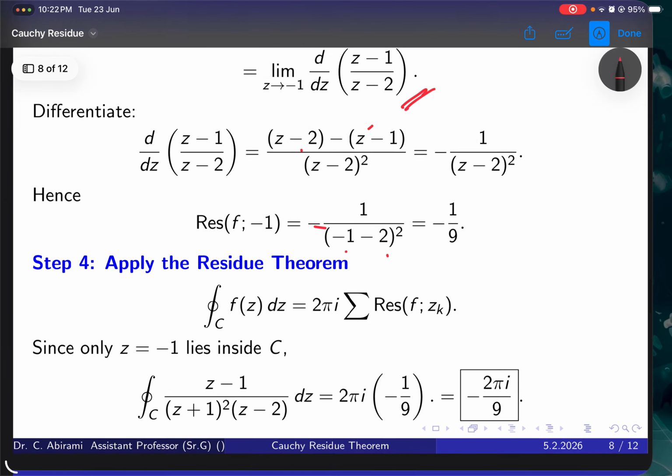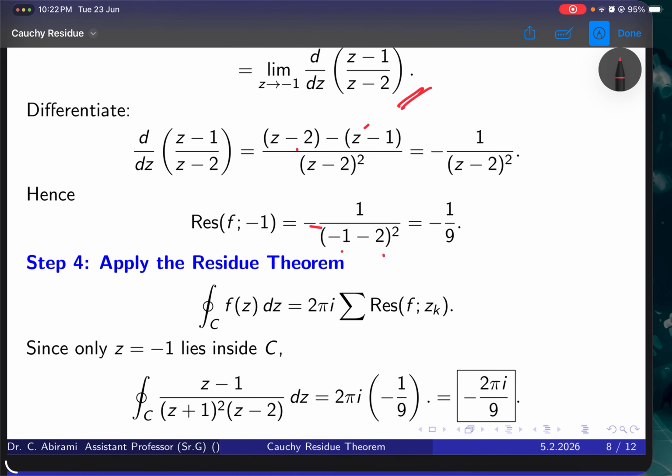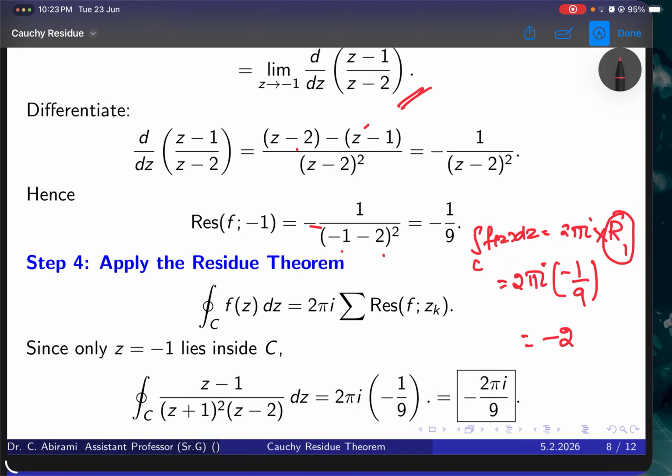Now you can apply it in the formula. So what is the formula? Integral over C of f(z) dz is equal to 2 pi i into the sum of the residues of f(z) at the singular points. Here only one singular point lies inside C. So we compute the residue at only one point, that is z equal to minus 1. You can directly substitute the residue at z equal to minus 1, which is minus 1 by 9. So this is equal to minus 2 pi i divided by 9. This is the final answer.